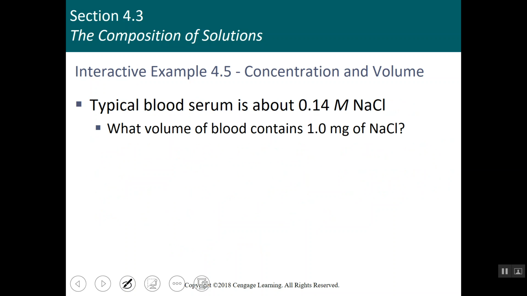This is an interesting question because it's one that you would utilize if you were studying anatomy and physiology, especially physiology. If you knew that typical blood serum was supposed to be about 0.14 molar sodium chloride, and you were to figure out how much sodium chloride you had, then you could figure out backwards whether or not the body was operating based on that correct volume.